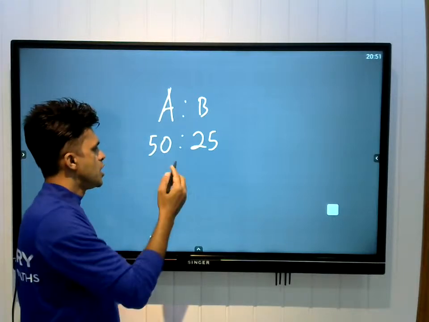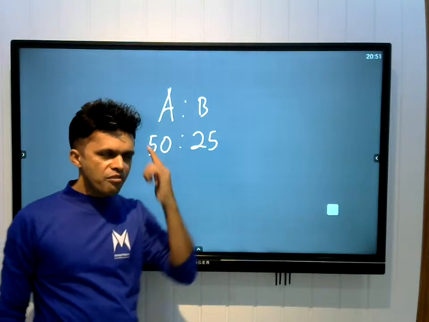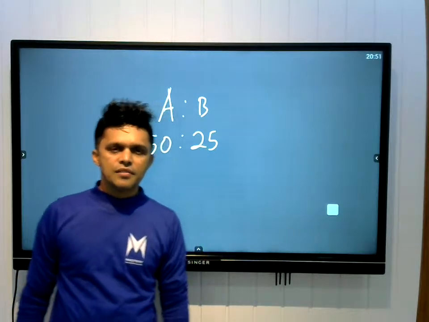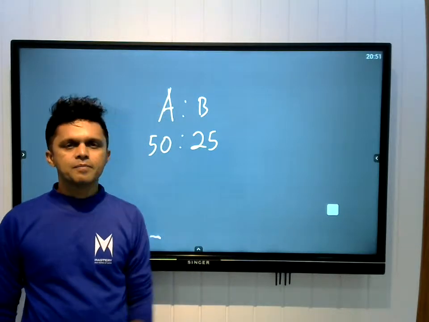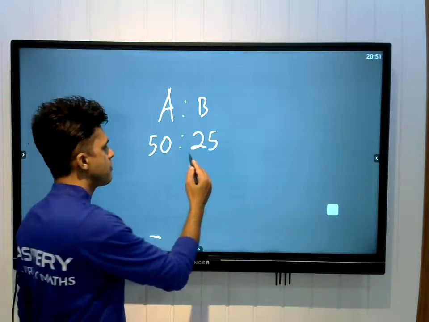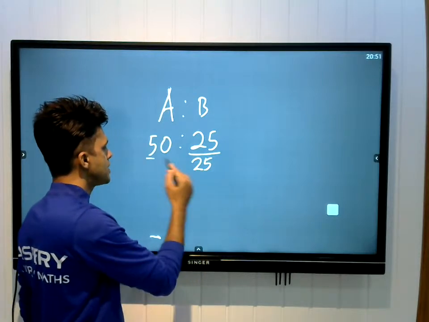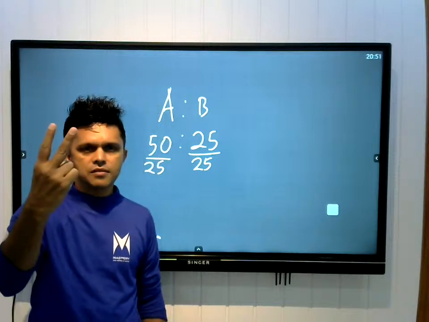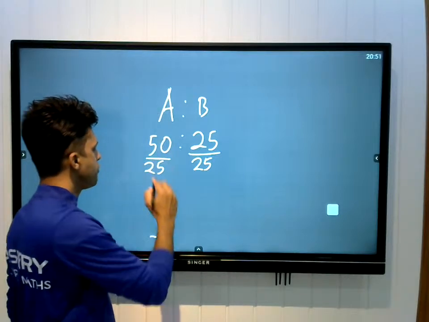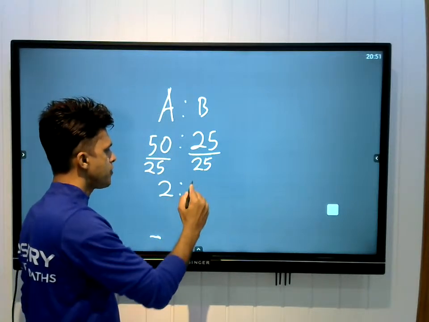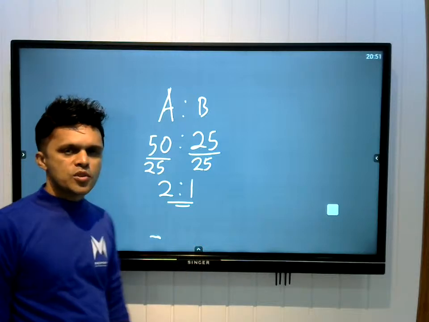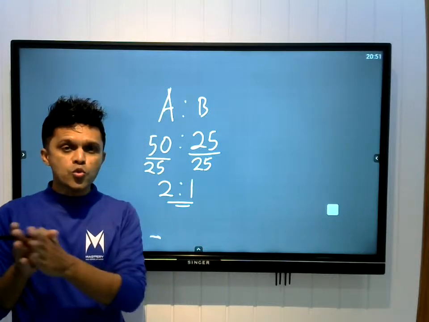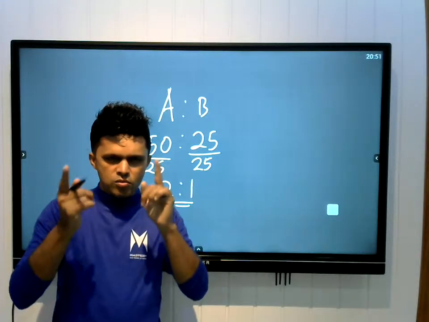25 is a multiple of 25. 50 is a multiple of 25. So both sides can be divided by 25. In 50, how many 25s are there? 2. So 50 upon 25 is 2, and 25 upon 25 is 1. So the answer is 2 to 1. We could do one more sum.